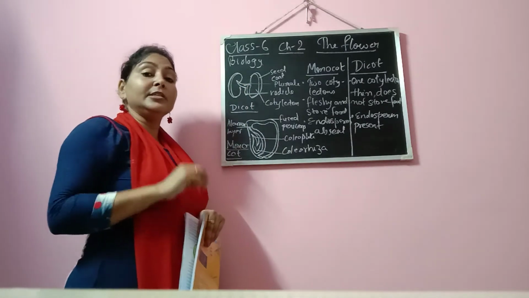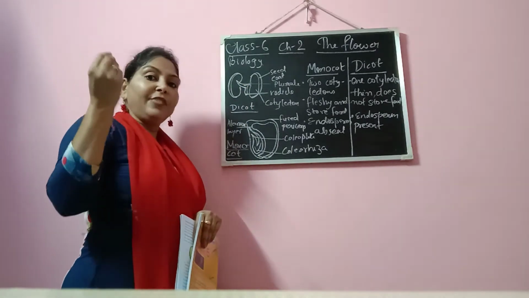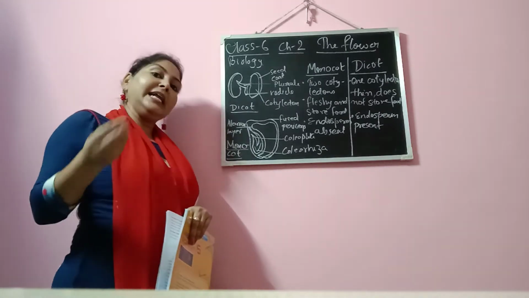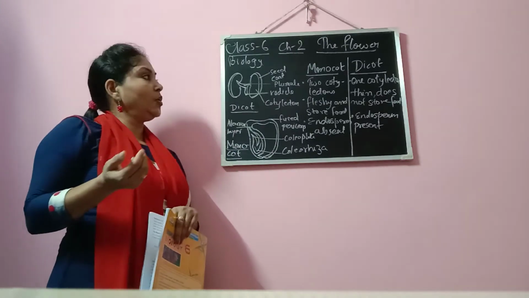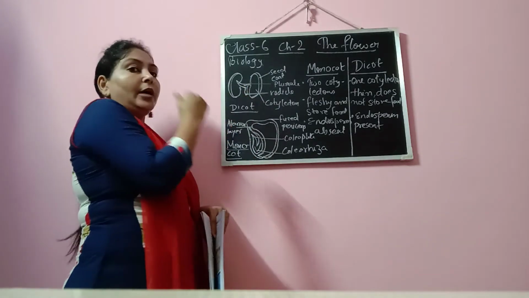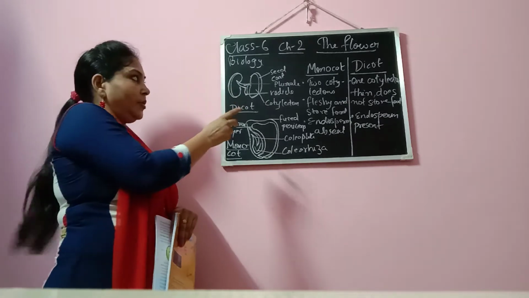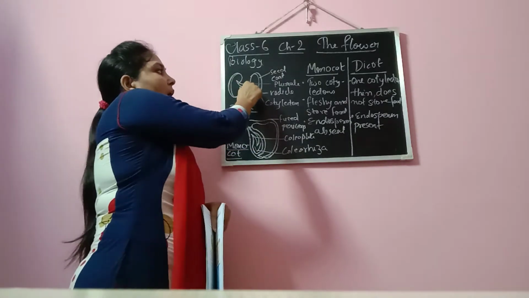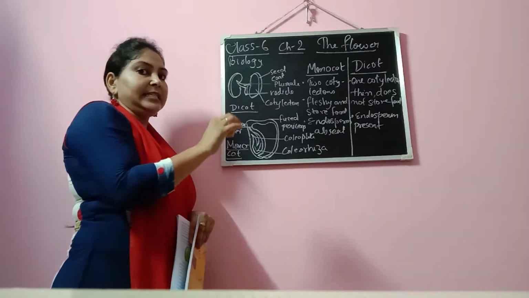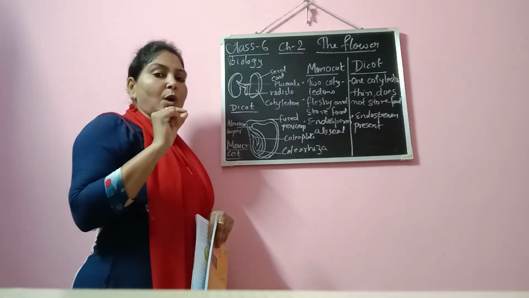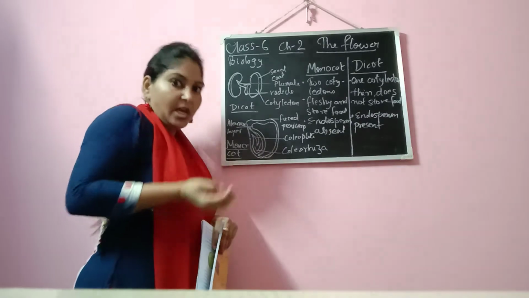Now cotyledon is what? Cotyledon is the fleshy part which stores the food for the baby plant as well as for us to eat. So in case of dicot seed we have two cotyledons. Then inside the seed we will find an embryo. Embryo is the small baby plant which is growing.